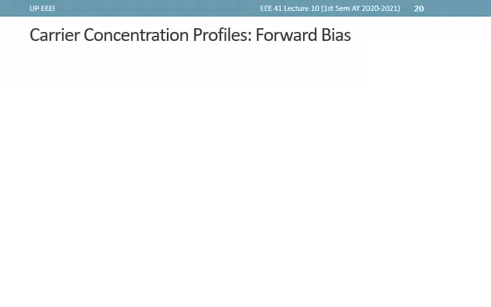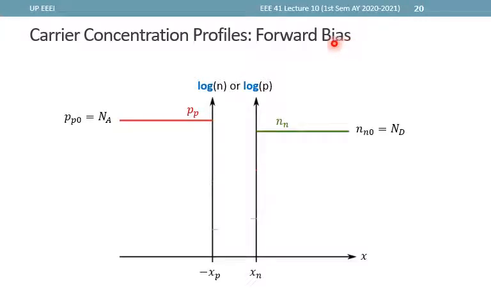Now here we show how we can normally plot the carrier concentration profiles under some forward bias. Assuming we are given the carrier concentrations on the two sides of our step PN junction, the first thing we can plot is the majority carrier concentration at the two sides. So Pp is approximately equal to Na, and Nn is approximately equal to Nd, and assuming that low-level injection conditions prevail, then even under forward bias, these majority carriers should still be approximately equal to these values.